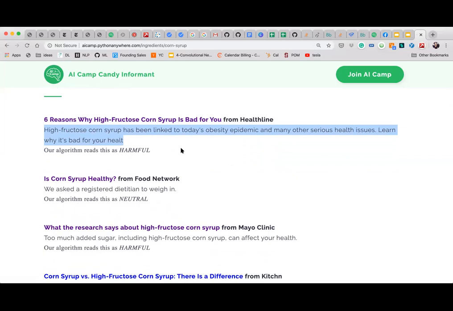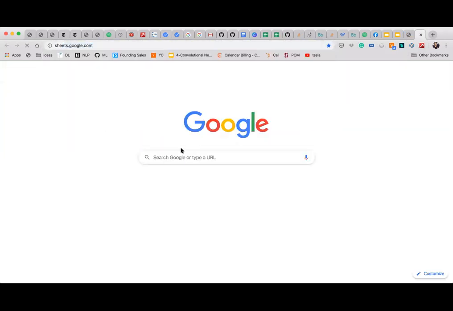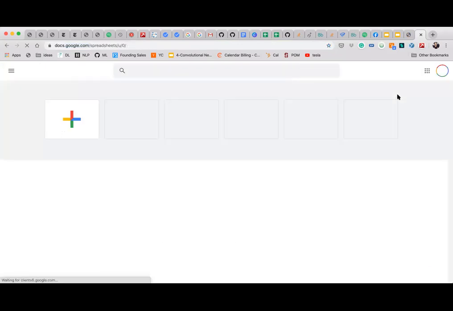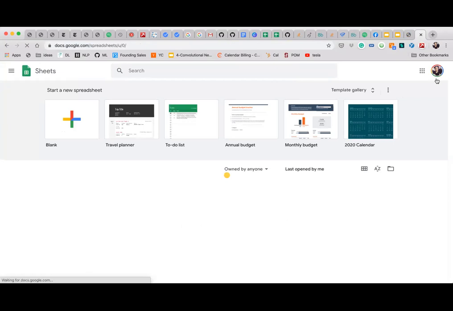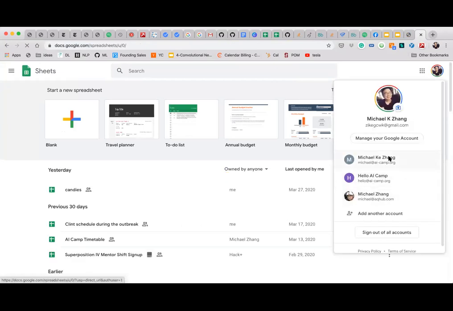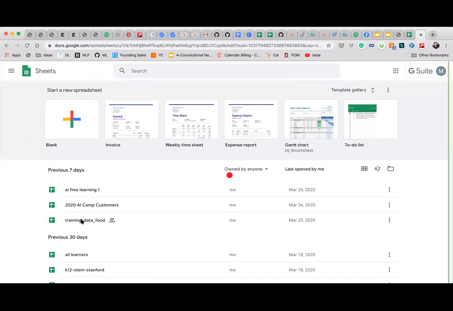Do you remember the Google Sheets that we used? What is it called again? I think there was a Google Sheet that we used, right? Let me try to find it. Okay, but keep going. How many examples did we label? I think it was 1,500. Training data food.